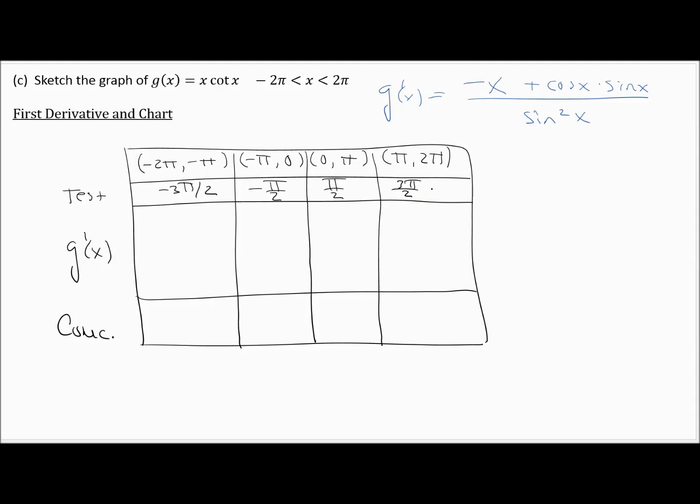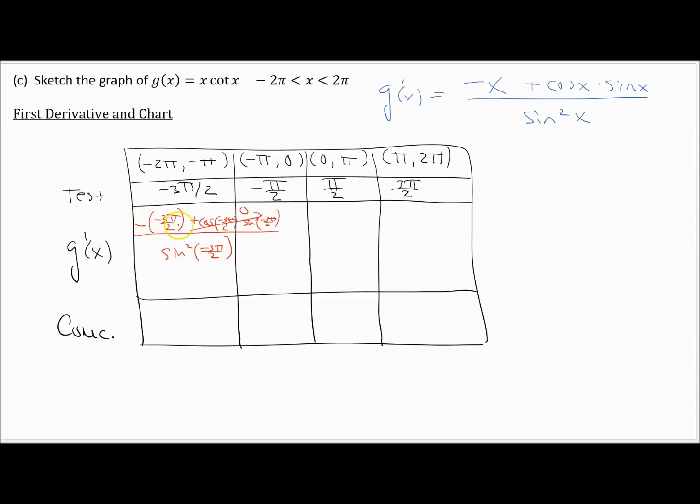Now, when I typed that in, I had to do the actual number crunching. Okay, so you have negative, right, of a negative 3 pi over 2 plus cosine of negative 3 pi over 2 times sine of negative 3 pi over 2. See, look how big this is getting, all over sine squared of negative 3 pi over 2. Okay? Now, what happens is that ended up being 0 right there. Why? Because cosine of negative 3 pi over 2 is 0.